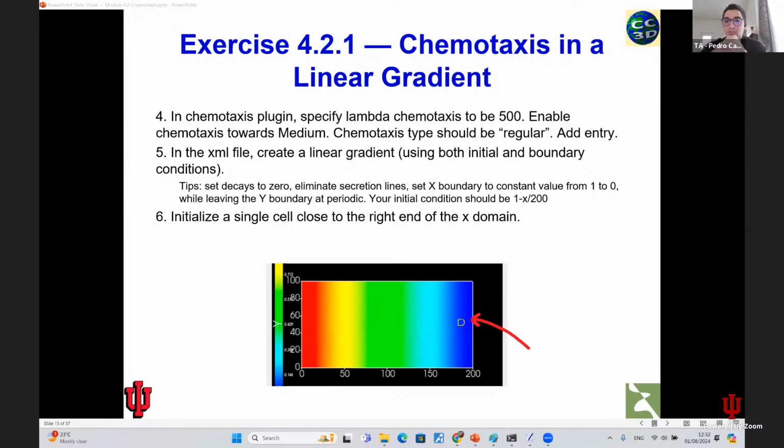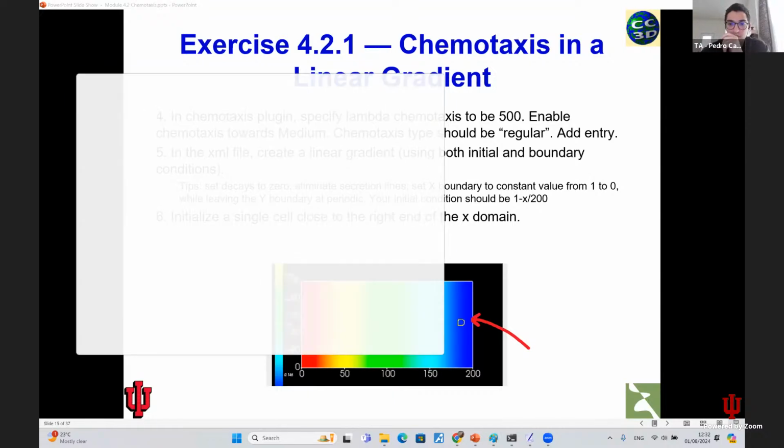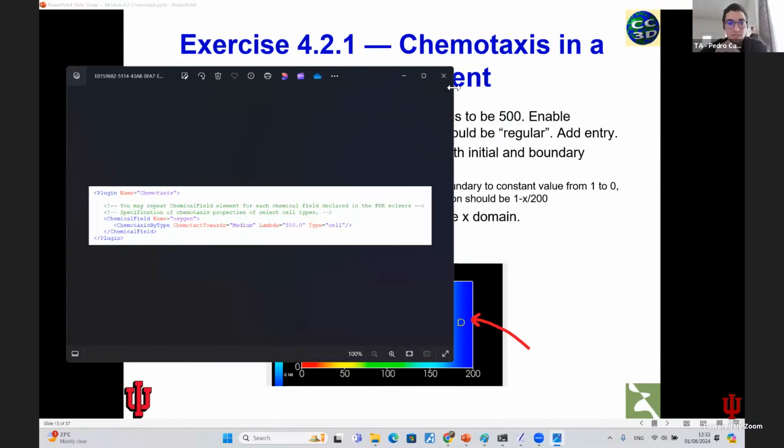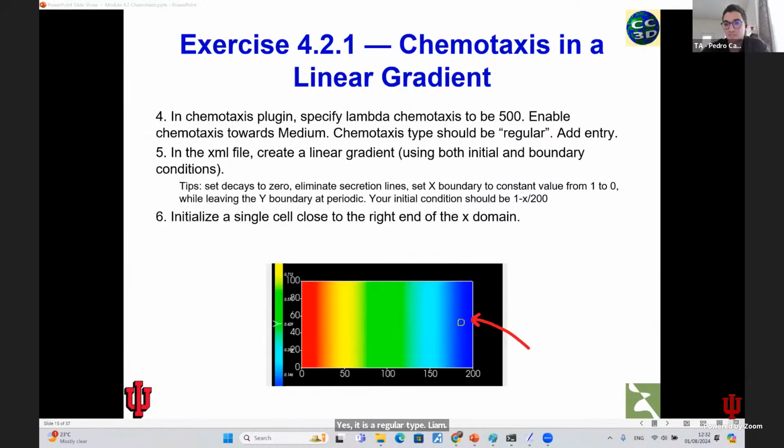Yes, it is a regular type, Liam. Yes, this is regular type. It doesn't say regular anywhere, but yes, it is regular. In the documentation, you can see how to implement the non-regular types.